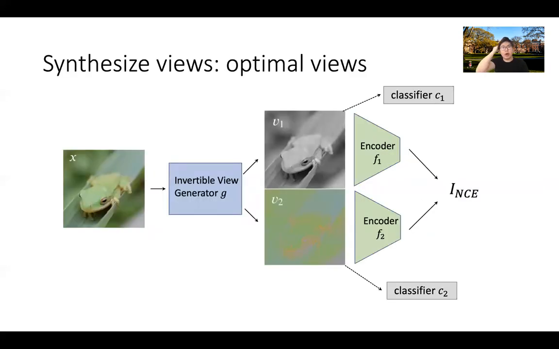And our solution is that we try to generate views with an invertible view generator, trying to minimize the lower bound of the mutual information. And then we also try to preserve as much information in the representations as possible. So to learn the representations, we still use standard contrastive learning, which optimizes the lower bound of mutual information.